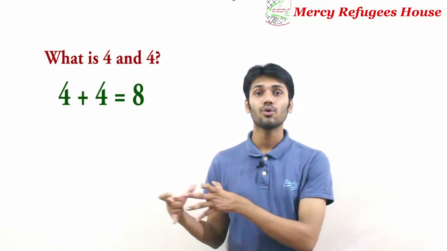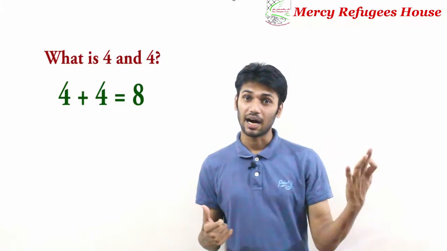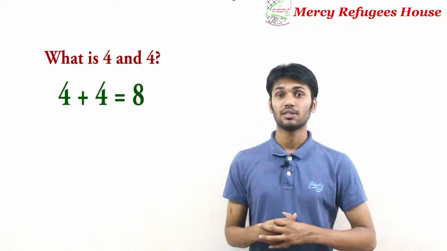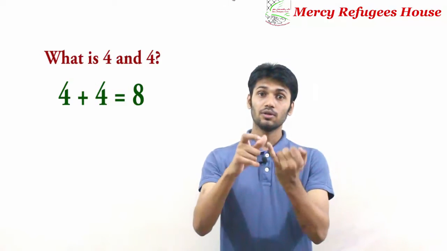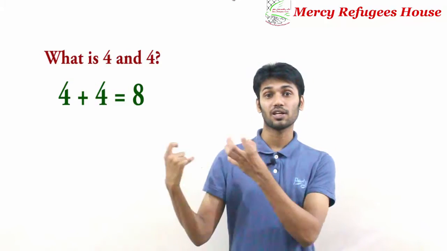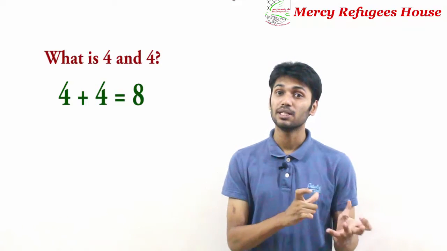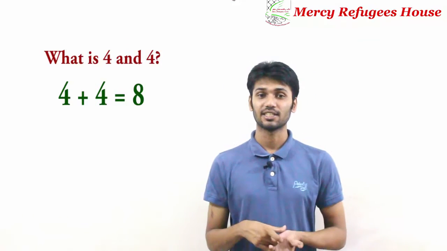What is 4 and 4? The next question means I have got 4, you have got 4. How many things do we have together? We have got total 4, 5, 6, 7, 8. That means 4 plus 4 equals 8. How many things have we got? We have got 8 things.